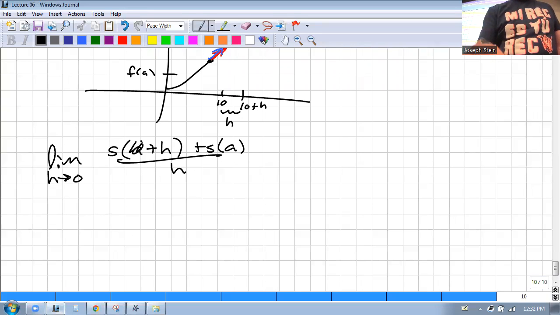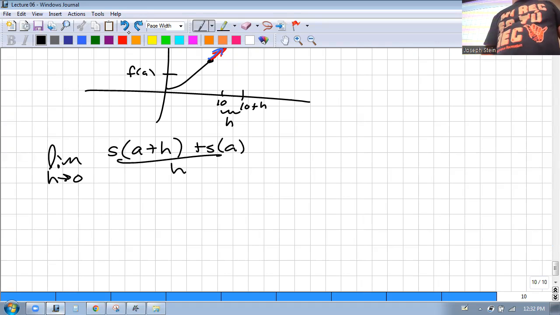We just did it for 10. Why do we have to put 10 there? We could put 8 there. We could put 6 there. We could put any number we want. So more generally, the instantaneous velocity at time A is given by that. Okay? That makes sense? All right.